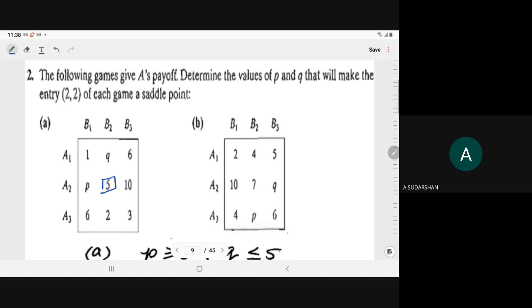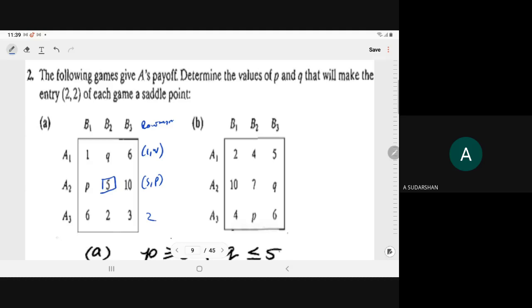So what do we have to do? Here we have the row min. Row min can be either 1 or q, because we do not know the value of q. Here the row min can be 5 comma p. Here the row min is 2.